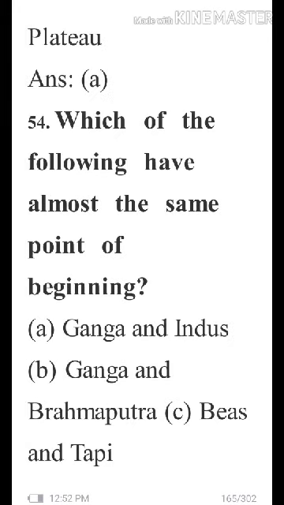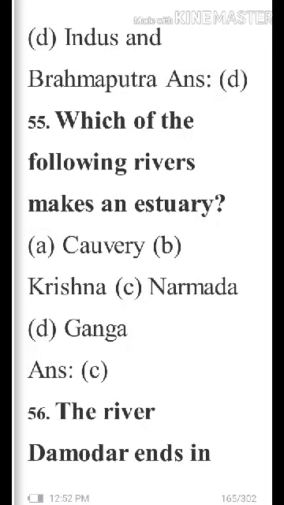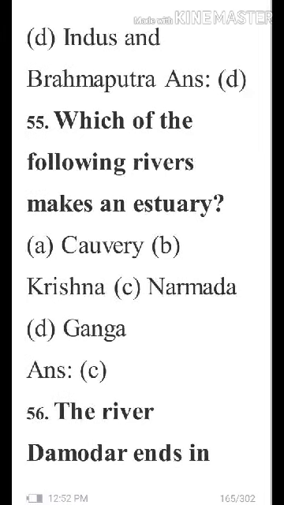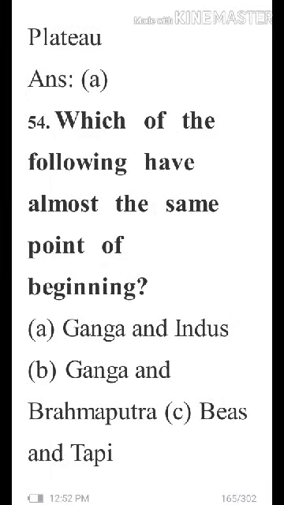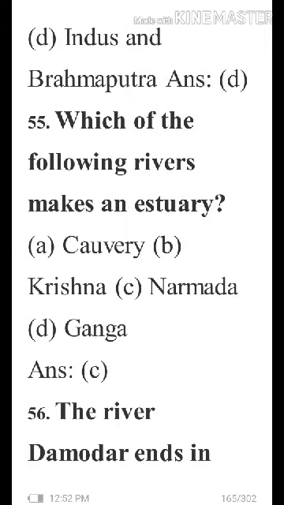Which of the following have almost the same point of beginning? Indus and Brahmaputra. Which of the following rivers makes an estuary? Narmada.